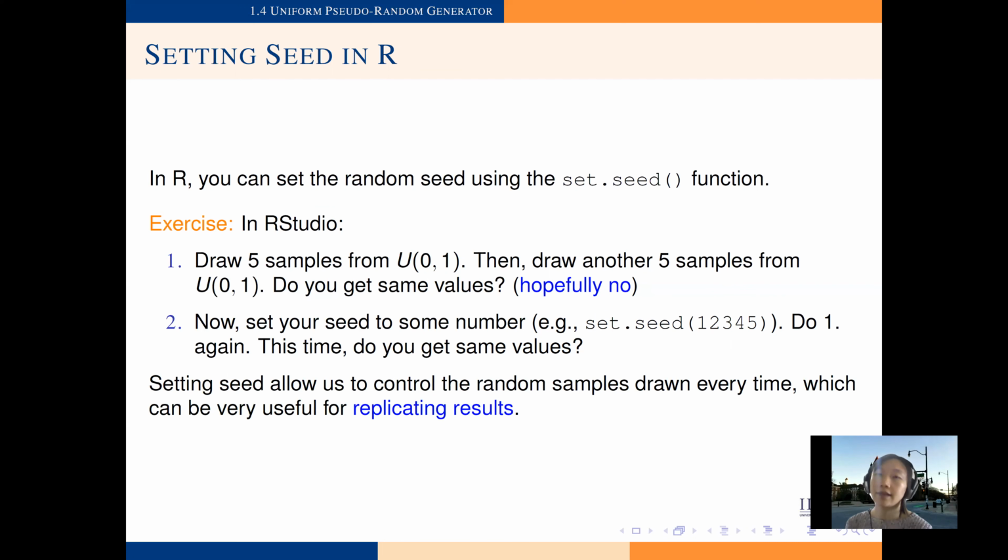So this illustrates something. Setting seed allows us to control the random samples that are drawn every time. If you fix the seed, then you're going to fix the random samples you will obtain from R every time. This can be really useful for doing simulation studies and a lot of scientific studies because it allows us to get replicable results. That is, if someone else wants to run your code and get the same result as you did, they just need to set the seed at the beginning to the seed that you set at the beginning as well.